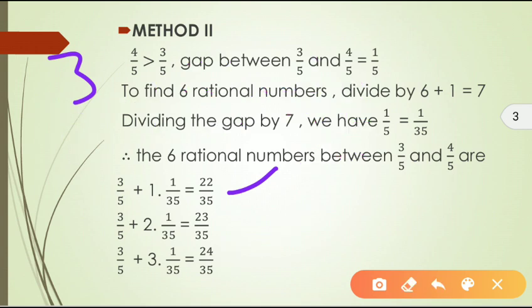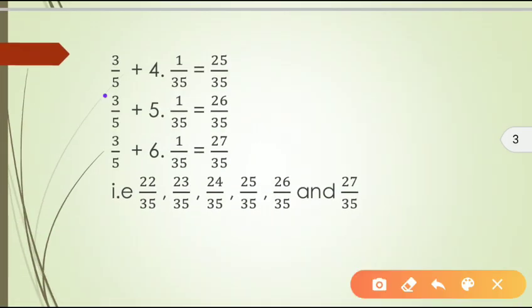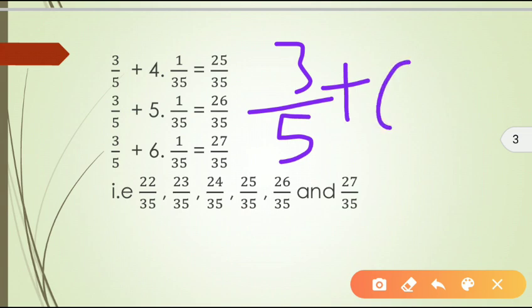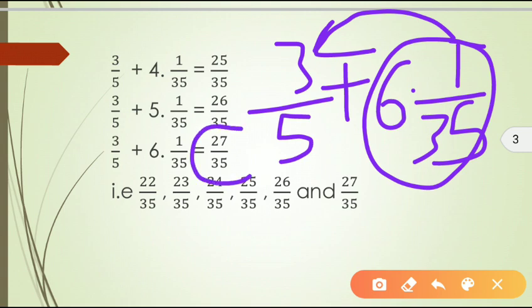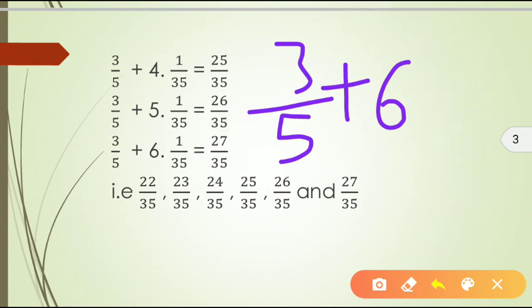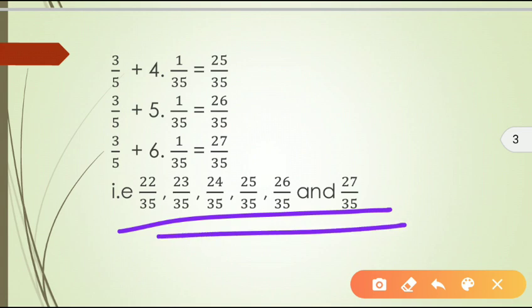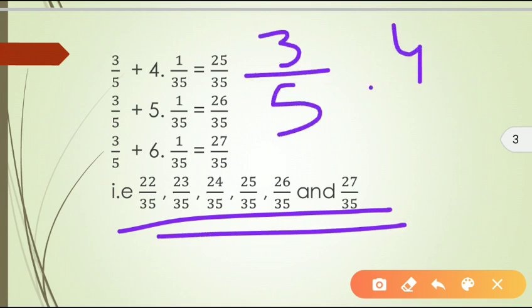What about the fourth rational number? Fourth rational number means 3 by 5 plus 4, why? Because it is the fourth rational number, and into 1 upon 35. This is the fourth rational number. For the fifth rational number also, 3 by 5 plus 5 into 1 upon 35. This is the fifth rational number. Sixth rational number, 3 by 5 plus 6 into 1 upon 35. First you have to multiply it and add it. This is the sixth rational number. That means these are the 6 rational numbers between 3 by 5 and 4 by 5.